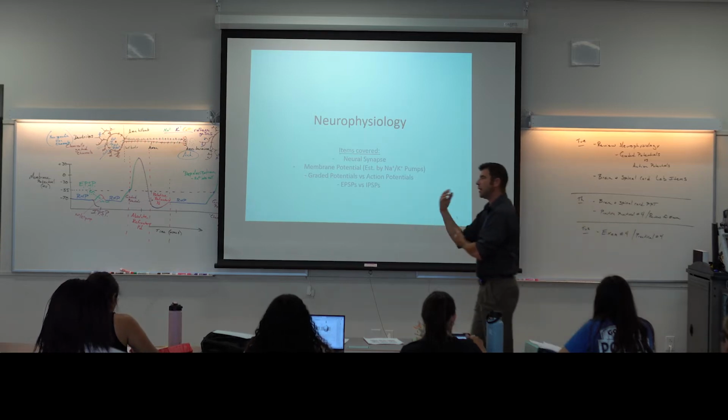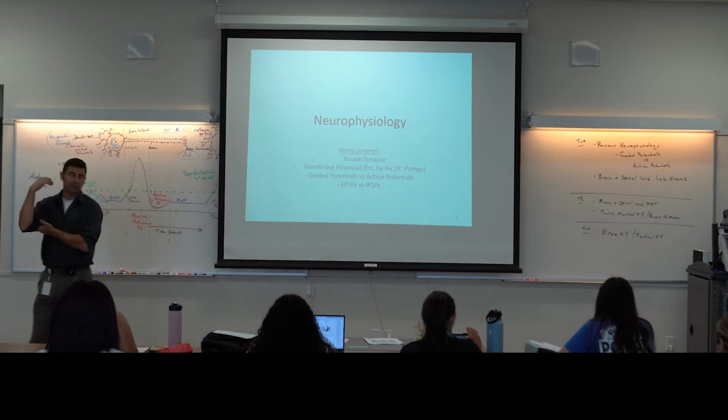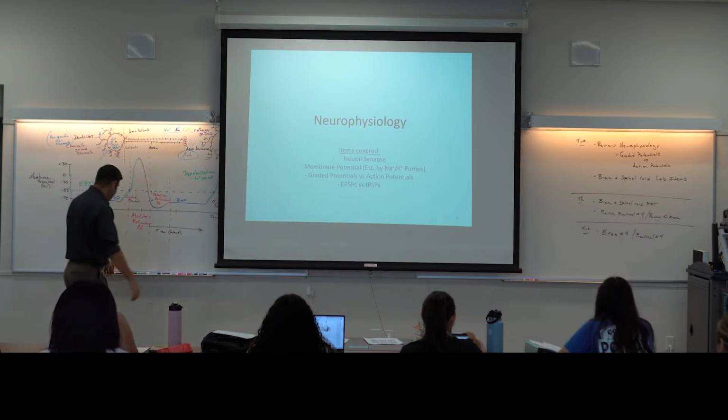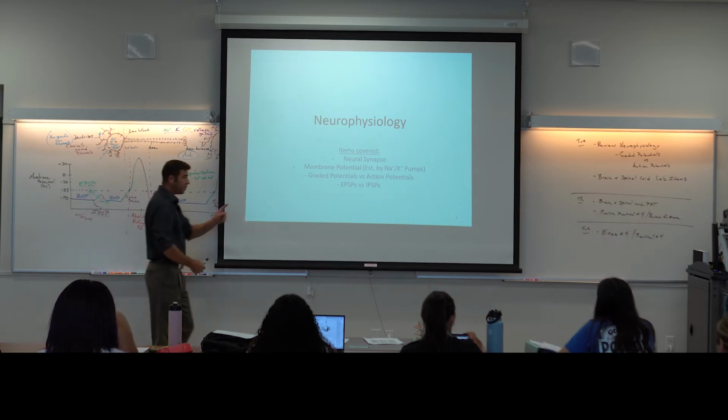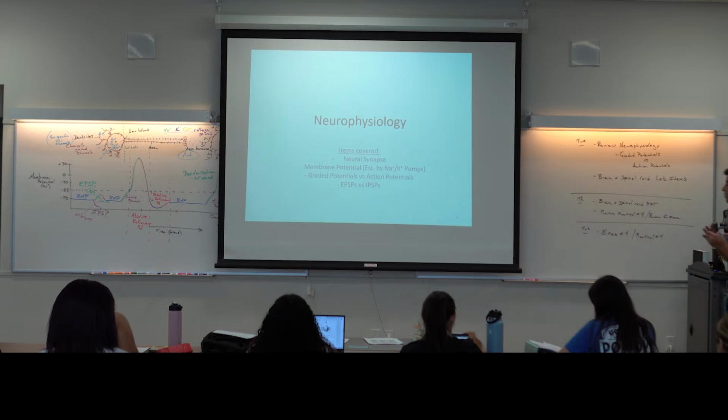So neurons simultaneously will be sending excitatory signals in one direction and inhibitory signals in the other. Again, we'll compare EPSPs that are capable of drifting up to threshold and generating an action potential, and then these IPSPs that basically prevent an action potential.